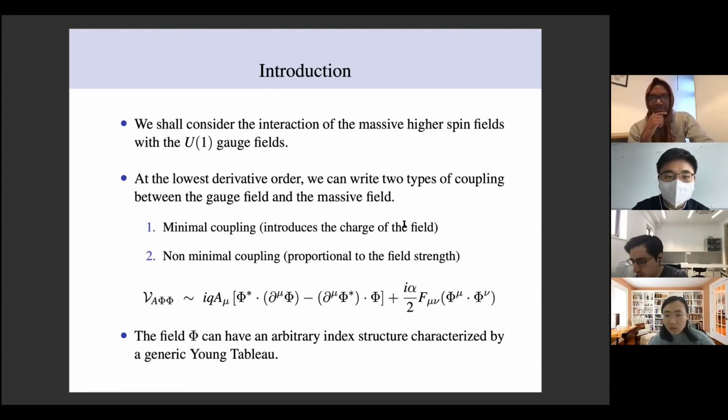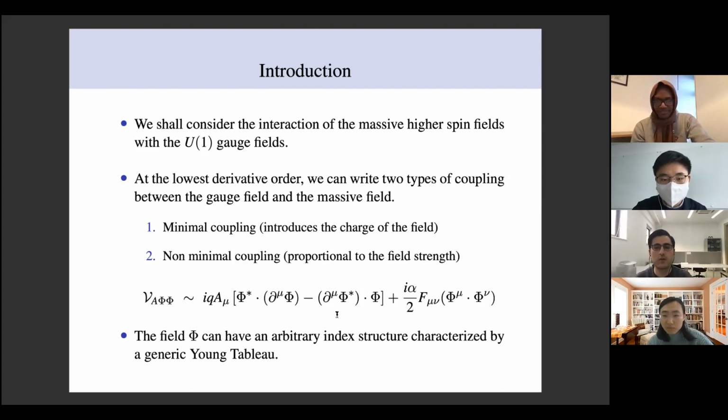At the lowest derivative order, we can write two types of coupling between the gauge fields and the massive field. First is the minimal coupling, which introduces the charge of the field. And the second is the non-minimal coupling, which is proportional to the field strength. Here you can see the first term is proportional to the charge Q, and the second term is proportional to a constant alpha.